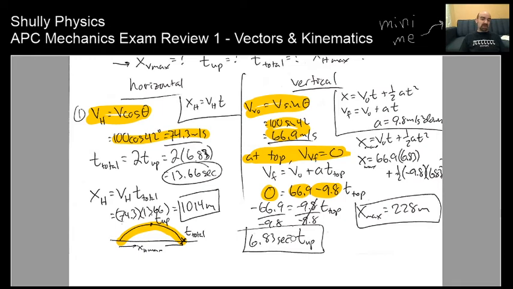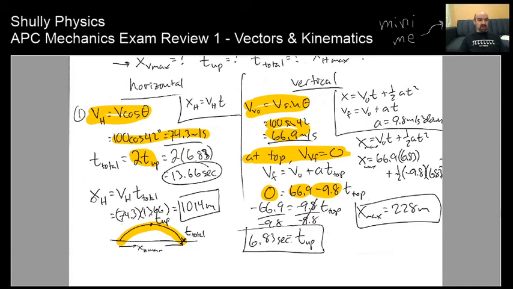Well, since the time up is 6.83, the total time over on the horizontal side is going to be 13.66, just double that. So why is that on the horizontal side? Because that's how long it's going to take for that projectile to go up and down. I'm just reviewing the basic projectile problem. Hopefully you're picking up on a lot of these implied values and things like that. But just to keep everything together, keep them in the horizontal and the vertical.